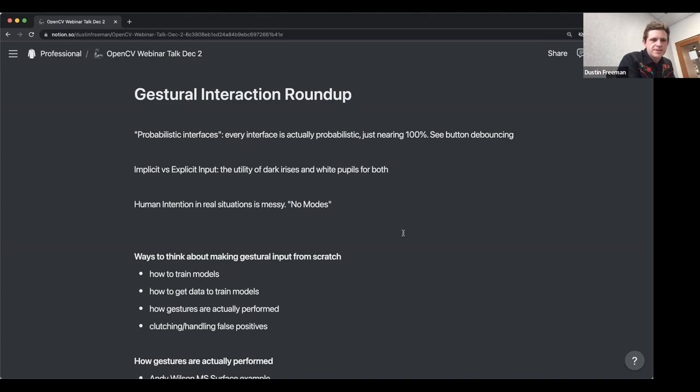But I want to convince you guys that every interface is probabilistic, even buttons. No button is 100%. If you look at how debouncing is done for electrical buttons, there is a sort of parameter tuning that happens in the capacitor put in a button, where they determine the right time for the threshold to cross from 0 to 1. And that is a subjective thing that people come up with.